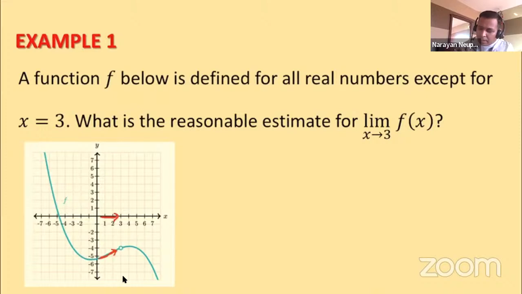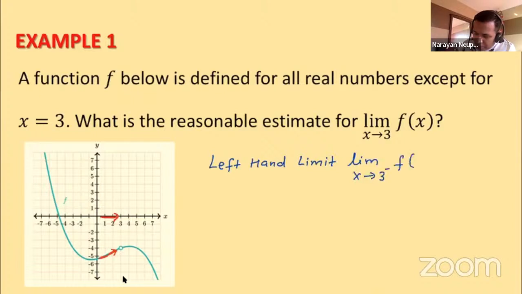So the meaning of that is, here the left-hand limit, you can write, the limit as x approaches 3 from the left of the function is -4. Okay, so the left-hand limit is -4.